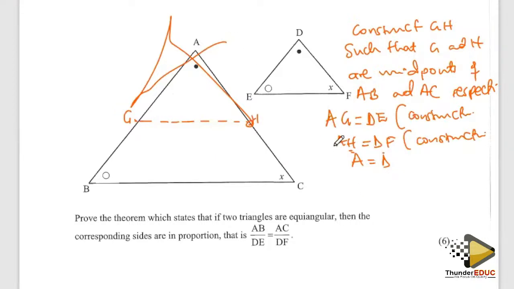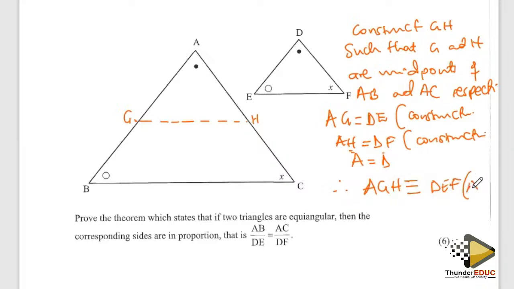So what's going to happen? Just take this out. Okay, we're now seeing that these two triangles are congruent. Therefore, AGH is congruent to DEF. Reason, we looked at the angles and the sides.